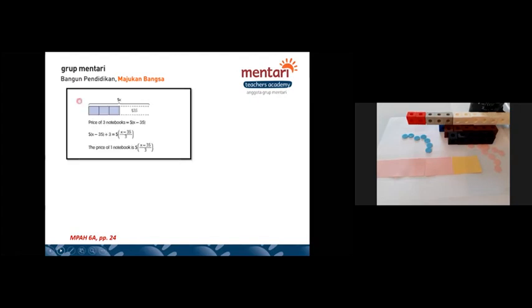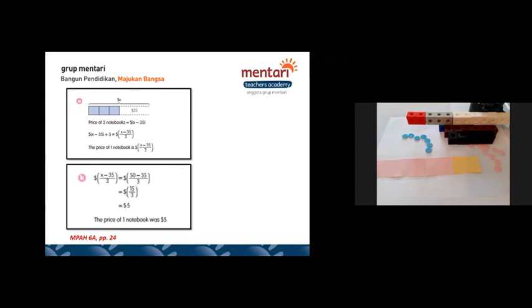So this will be how it looked like. Maybe it's similar to what you have in mind. So you have 3 equal parts here. And the price of the 3 notebooks is whatever amount that is taken by 35. And then you have to divide by 3 because there should be 3 similar notebooks. So each of the notebook will have the same price.